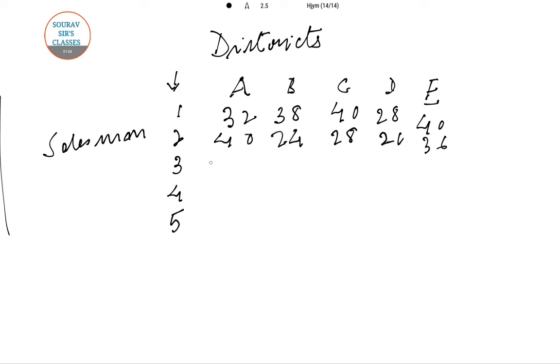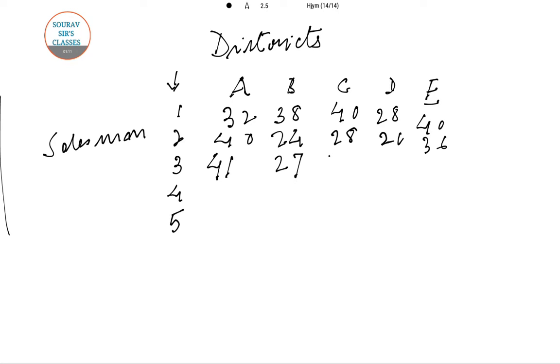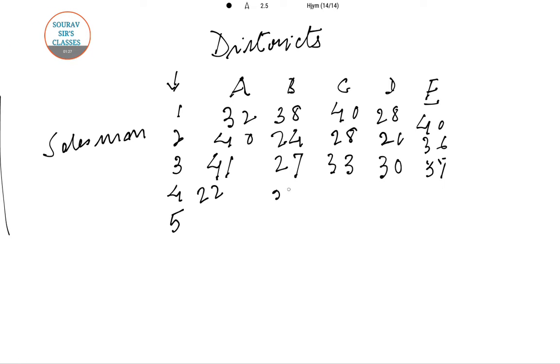Similarly, we have 41 for the third salesman, 27, then we have 33, we have 30, 37, right? Then we have 22, 38, 41, 36, and again 36. This is the fourth salesman, because district 5. And then we have 29, the fifth one, 33, 40, 35, and 39.